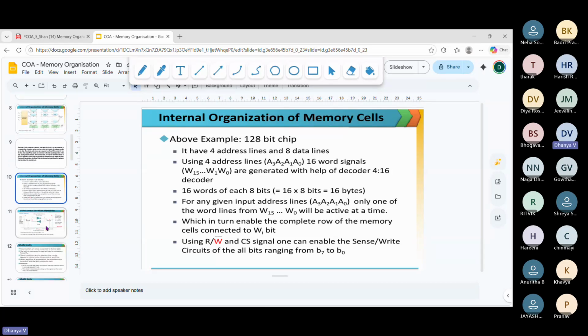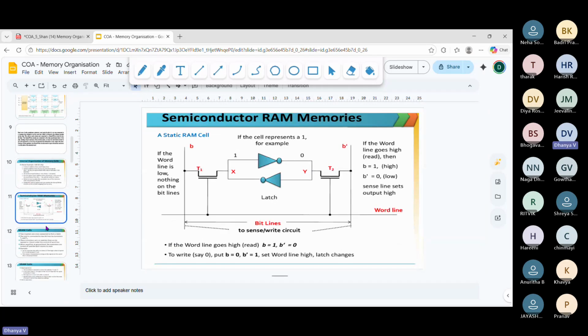This is the exact same thing that we discussed. Now we'll be moving to something called a static RAM cell. This might seem quite tricky, but here also you need to just understand the gist of it instead of knowing it in detail. I'll just explain what it is essentially.